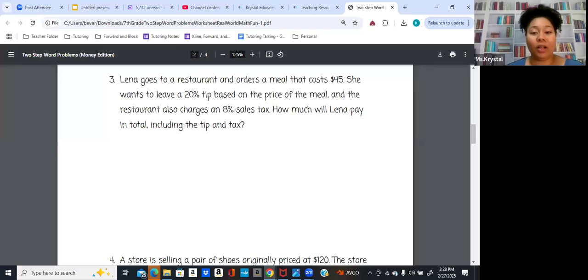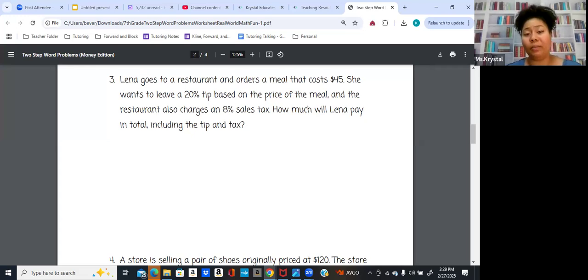Lena goes to a restaurant and orders a meal that costs $45. She wants to leave a 20% tip based on the price of the meal, and the restaurant also charges 8% sales tax. How much will Lena pay in total, including tip and tax?